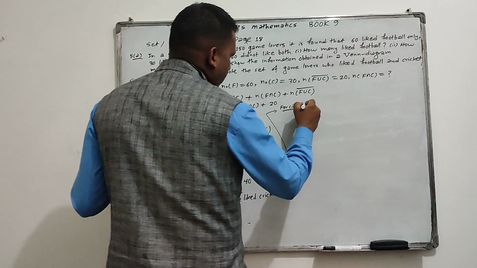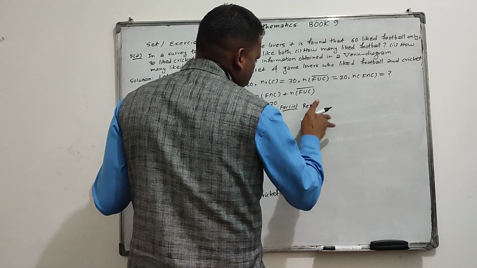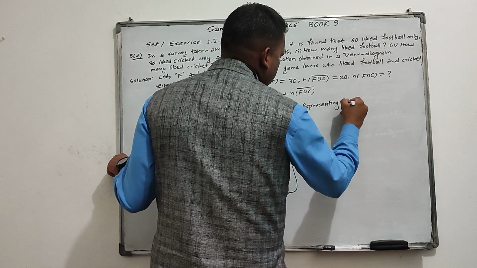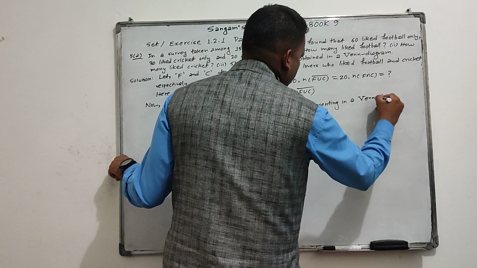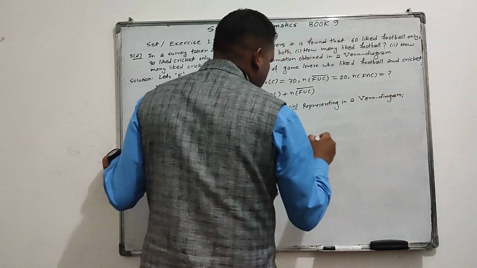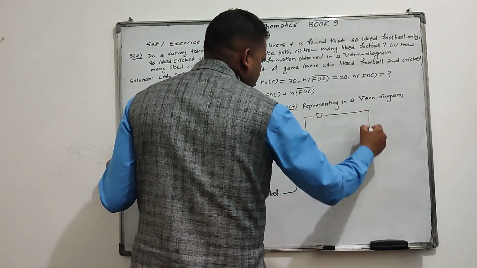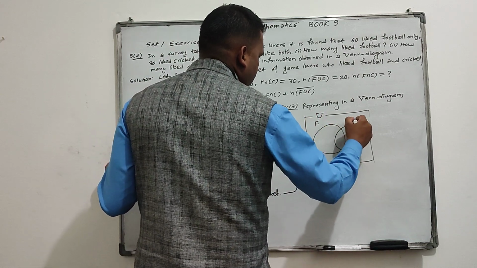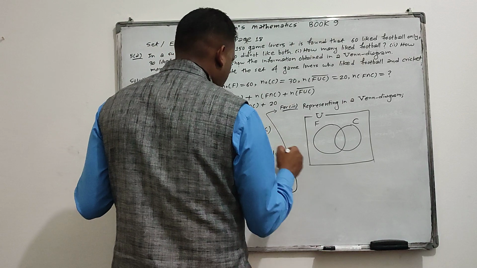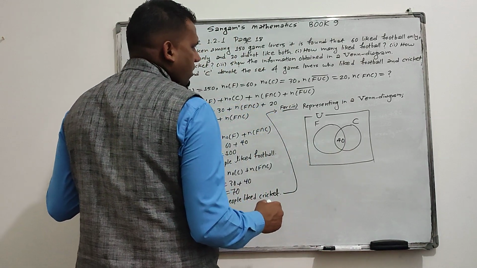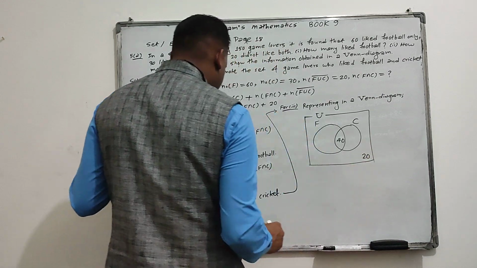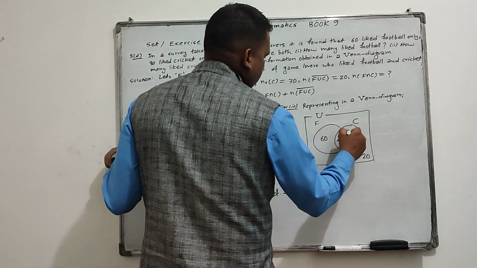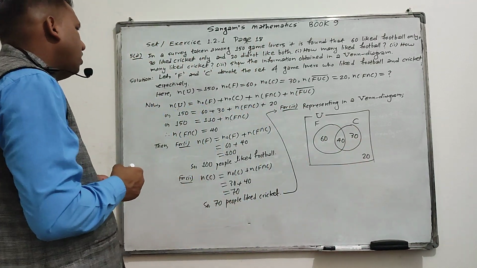For 3, representing in a Venn diagram. U is the universal set and its two subsets, football F and cricket C. Like both, that is 40 over here. Like none, that is the complement part, 20 over here. And only F is 60 and only C is 30. This is the required Venn diagram.